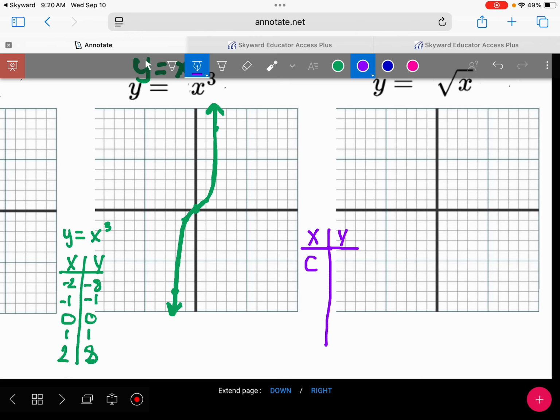I can still take my 0. I can do the square root of that. I can still take my 1.